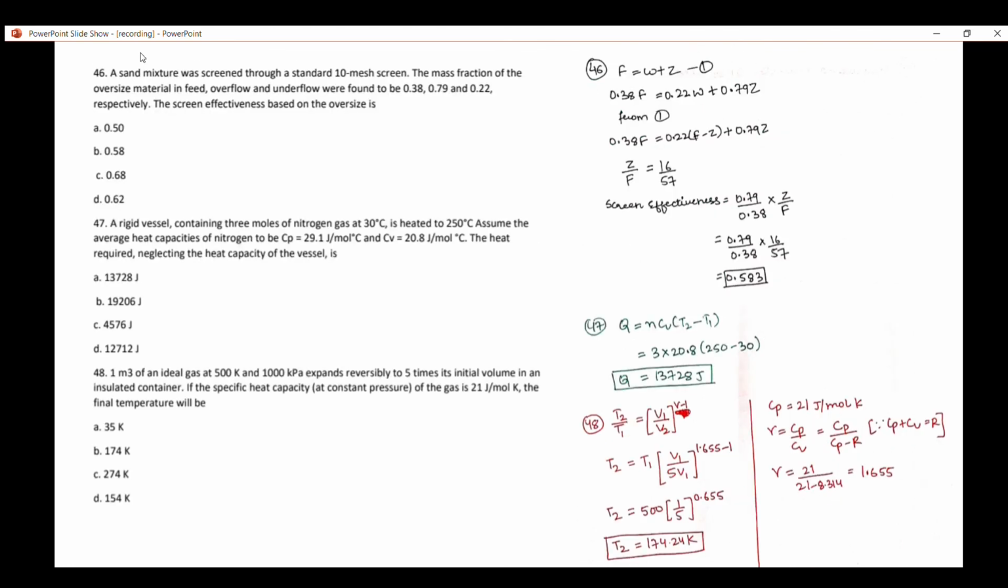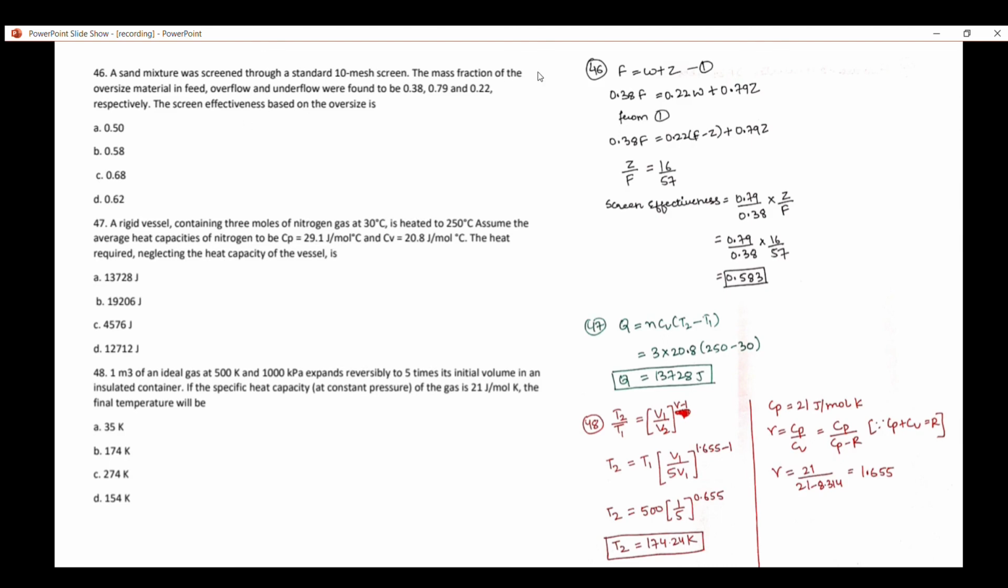So the diameter of balls is in mm, we'll convert it to meters, and the correct answer is 0.663, which is option D. So a sand mixture was screened through a standard 10 mesh screen. The mass fraction of oversized material in feed, overflow and underflow are given. So we have to find out the screen effectiveness based on the oversize.